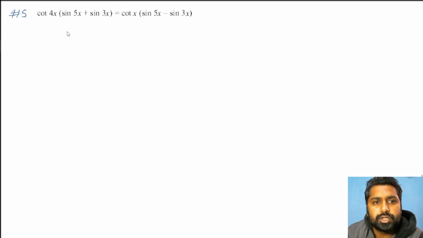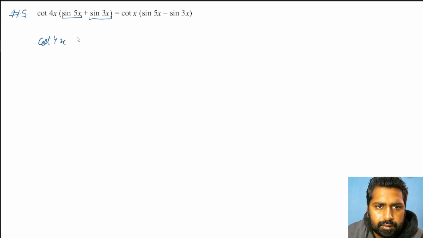Now for the fifth question, it's given to us that there is LHS cot 4x. We cannot do anything right now with the cot 4x, let it be. But clearly this is sin C plus sin D, so I can apply this. I'll apply 2 sine, angle added by 2, 5 plus 3, 8 by 2, 4x, cos, subtraction, 5 minus 3, 2 by 2 is 1, cos x.